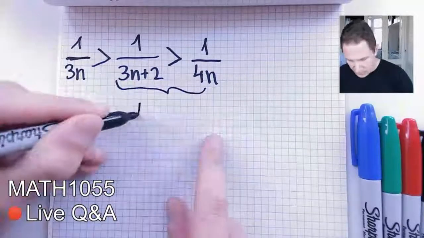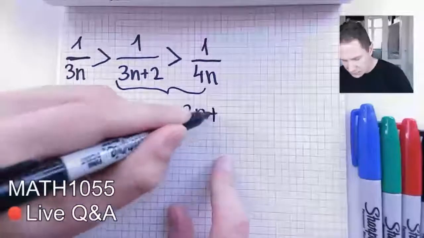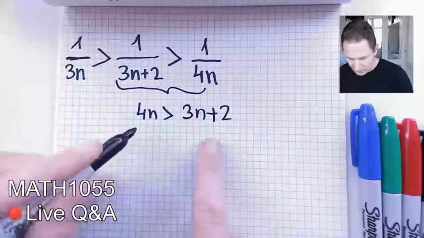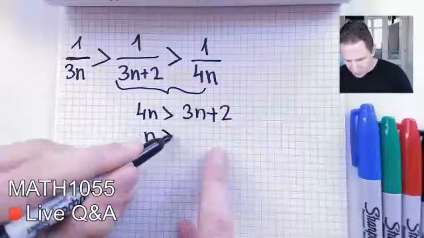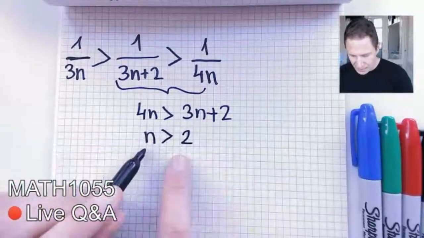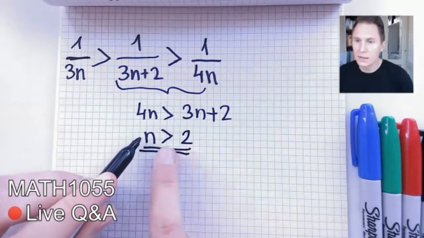Well, let me just rearrange this. 4n is greater than 3n plus 2. I just cross multiplied. Let's take away 3n from both sides. So this is actually true for all n that are greater than 2.